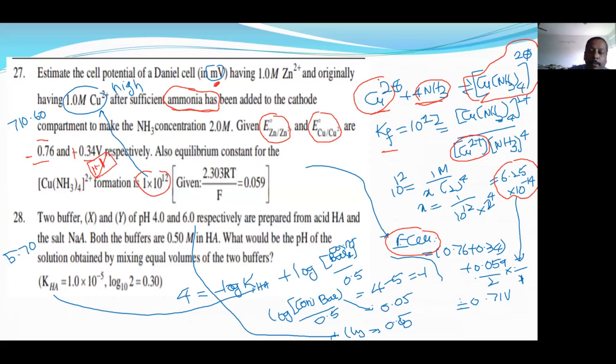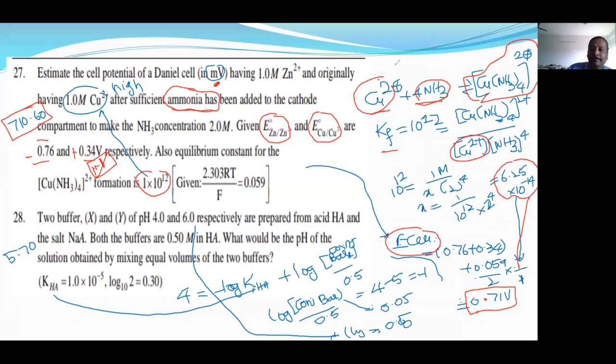I don't know what it will come today. Okay, so 0.059 upon 2 into log product upon reactants. Here the reactant concentration is already one. The copper concentration you will substitute here. Then you find the E cell. E cell is equal to 0.71 volt. But when you convert into millivolt, it will be 710. The answer will be 710.